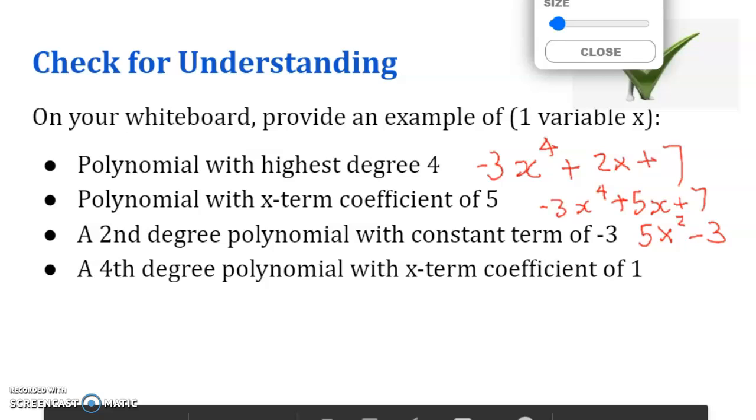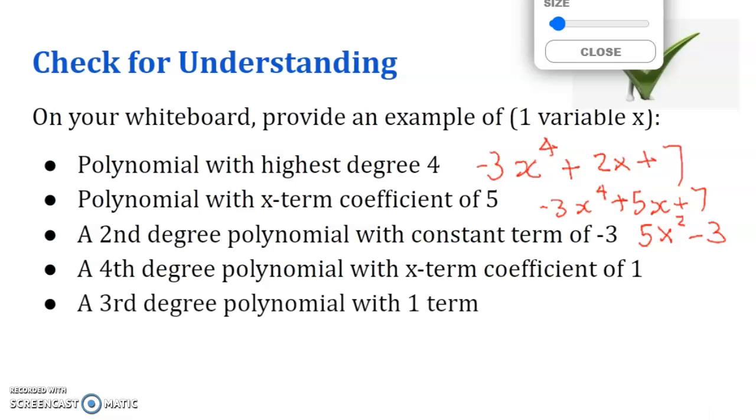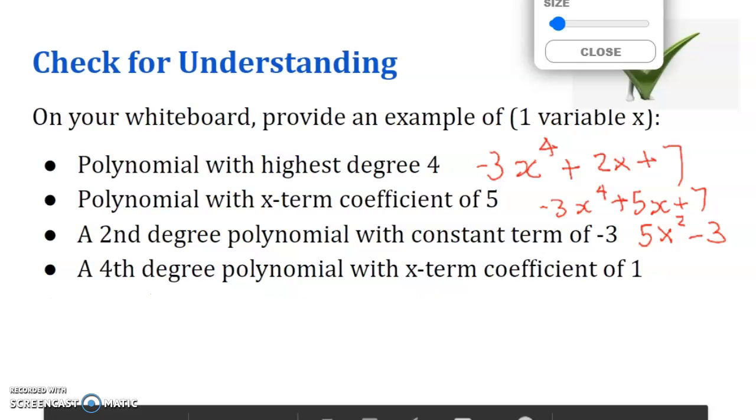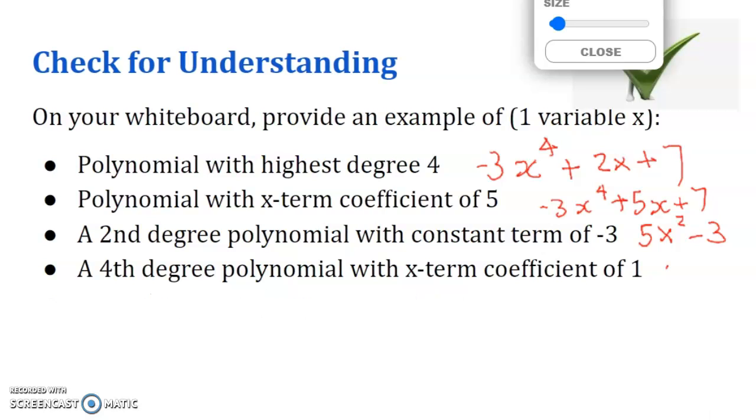Okay, what about a fourth degree polynomial with x term coefficient of 1? So that means we need at least x to the power of 4, and the x term having the coefficient of 1. So that means 1x, or we could just omit that. So I could put 3x to the power of 4 plus x. This would work. And certainly you can have additional terms. It did not specify.